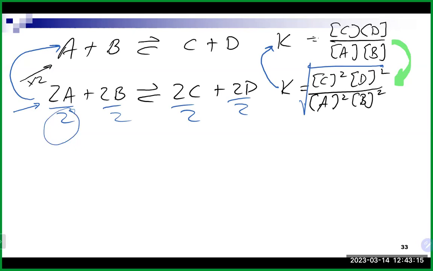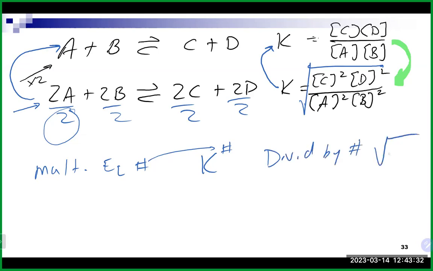So if you need to multiply an equation by a number, you take the K value to that number, is how it changes. If you need to divide by a number, you take the root to that number, whatever you may divide by. So those are the 4 common ways that we sometimes will have to manipulate equations that involve equilibrium constant values. If you add equations together, you actually multiply the K values.